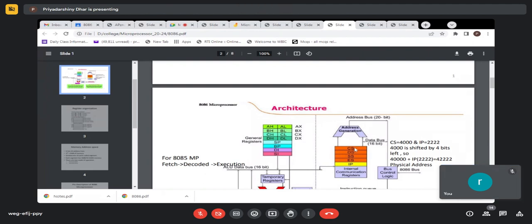And for the code segment register: this is the code segment register. Is it 16 bit or 8 bit? Anyone? The code segment register basically holds the instruction codes. So is this 16 bit or 8 bit?